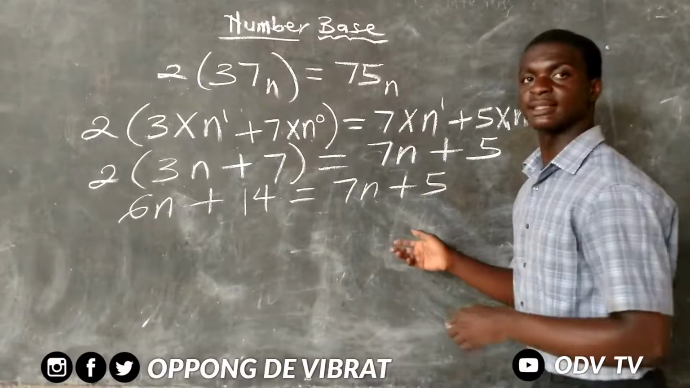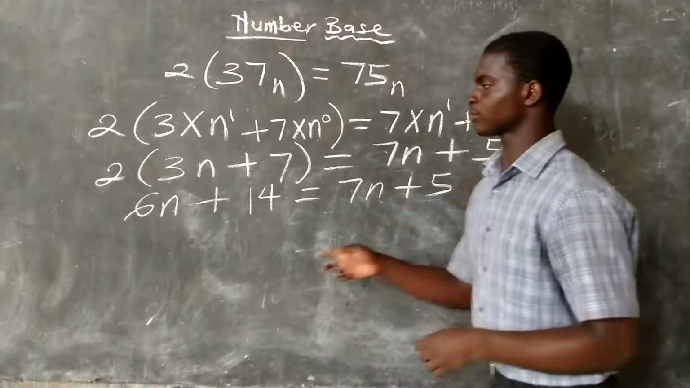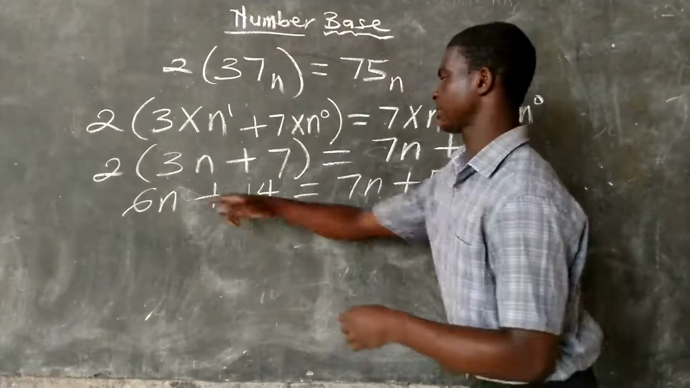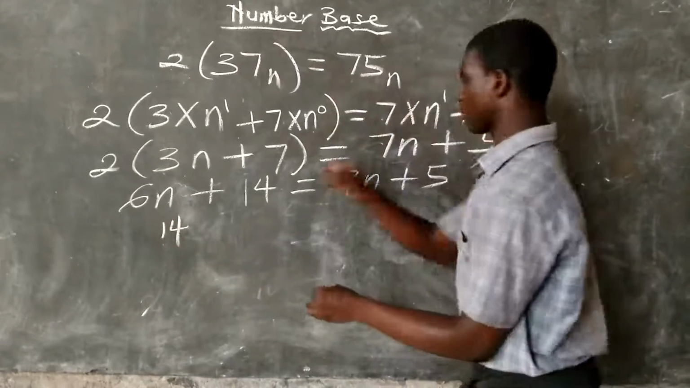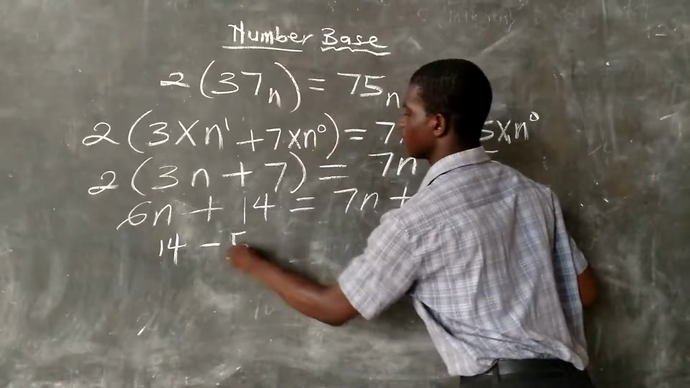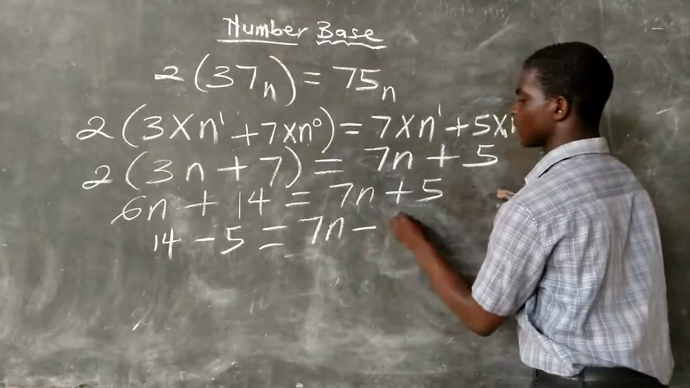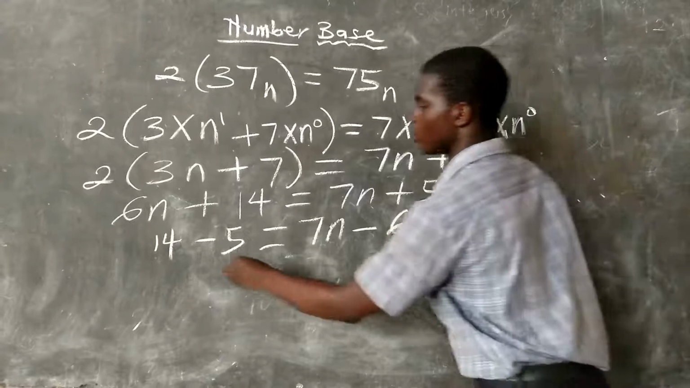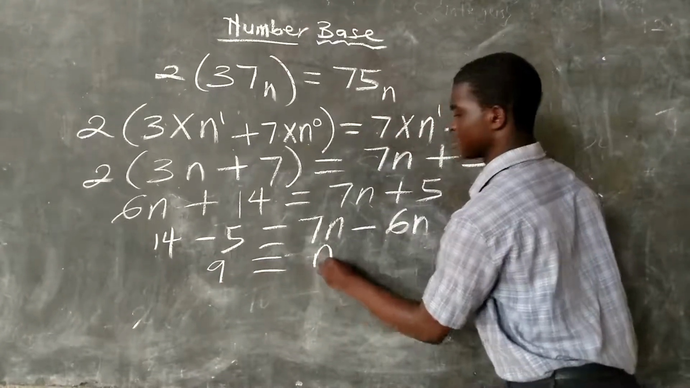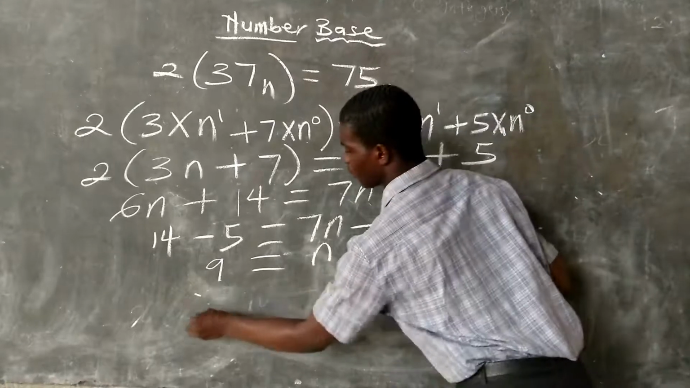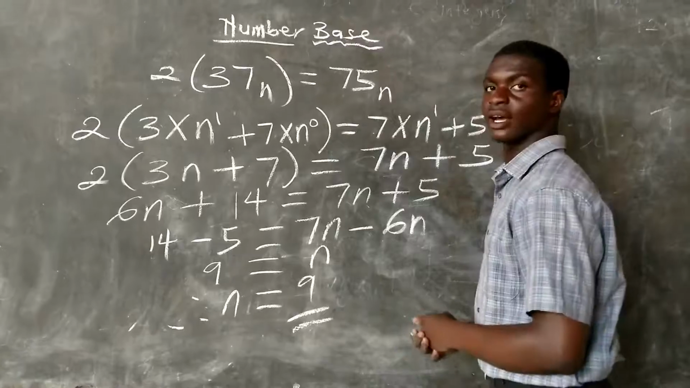We need to get n on one side so that we complete our question. And so we take 5 to this side and 6n to this side. And so we have 14. This 5 coming to the other side gives us minus 5, which is equal to 7n. This 6n coming over here gives us minus 6n. And so we will have 9 to be equal to n. Therefore, n is equal to 9, and that is our final answer.